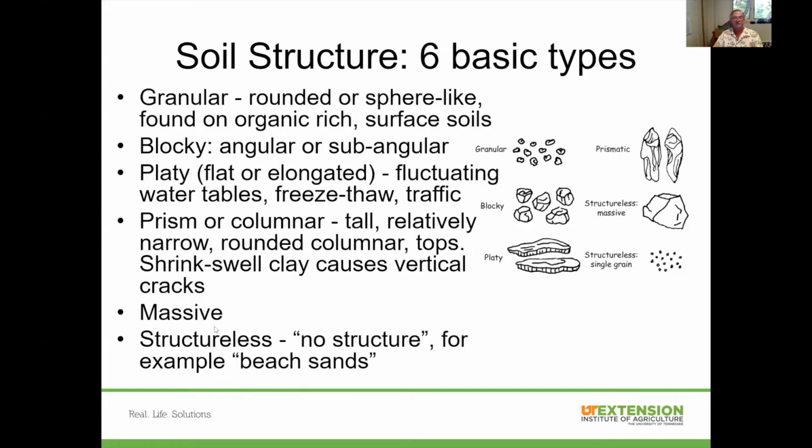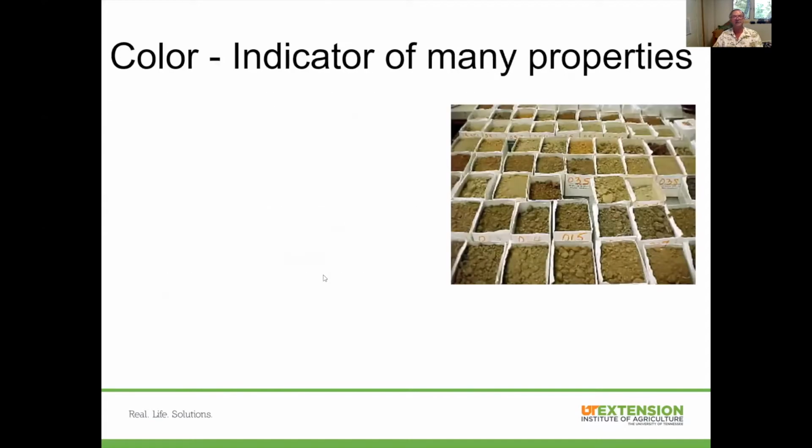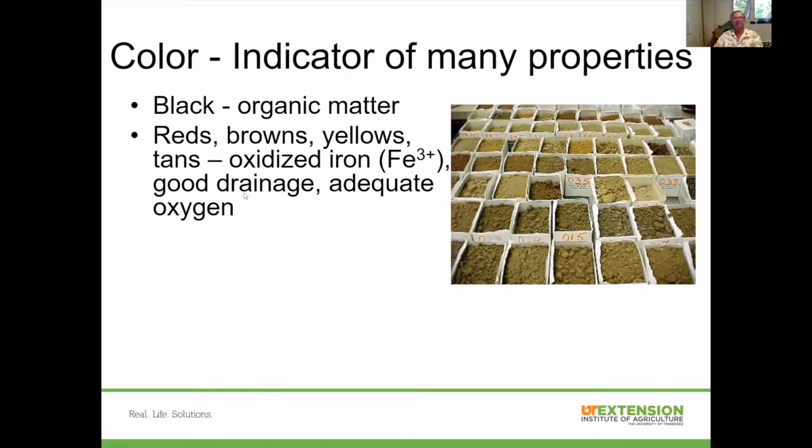These other structures, the massive structureless and the prismatic or columnar, are not so important for our soils in Tennessee, although they are important in other parts of the world. Color is a really great indicator of many soil properties. If we've got a soil that's dark, black, we typically suggest that we've got a lot of organic matter. If we've got soils that are reds or browns or yellows, as we typically do have in Tennessee, that tells us that we have a fairly well drained soil.